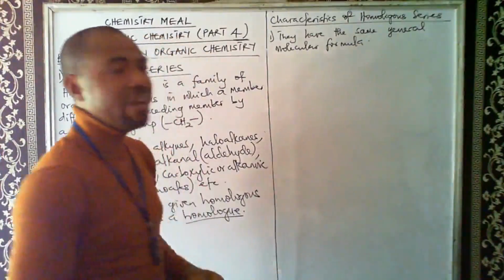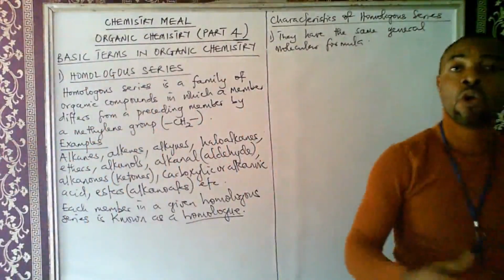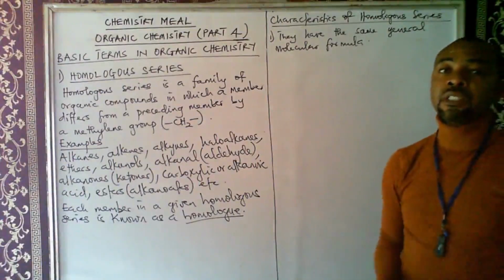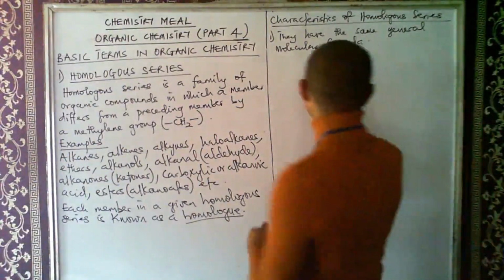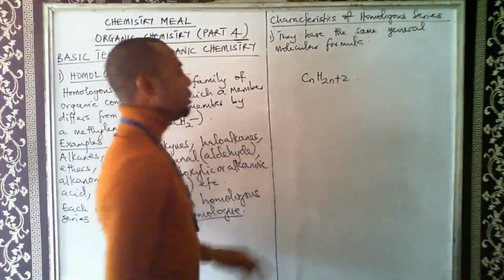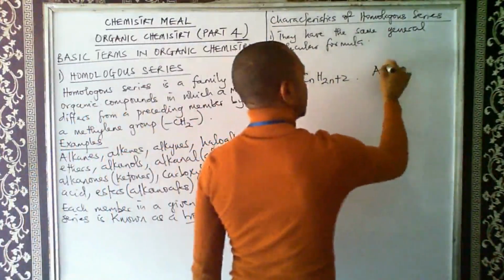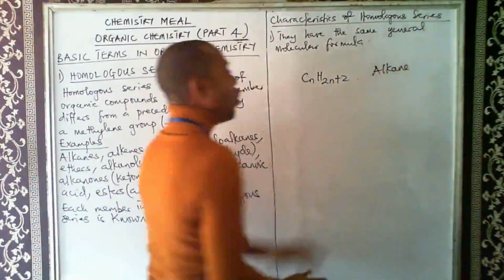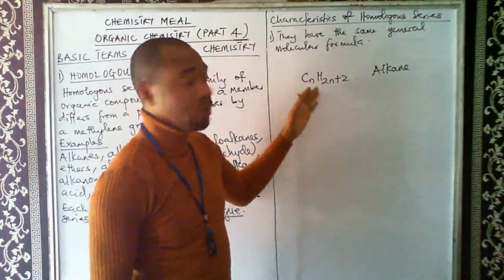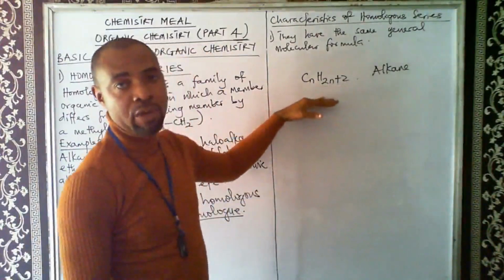They have the same general molecular formula. So all the members in a given homologous series must have the same general formula. For example, alkane. The general formula of alkane is CnH2n plus what? 2. That's the general formula for alkane. And all the compounds in alkane, all the members of the alkane homologous series, are derived from this general molecular formula.